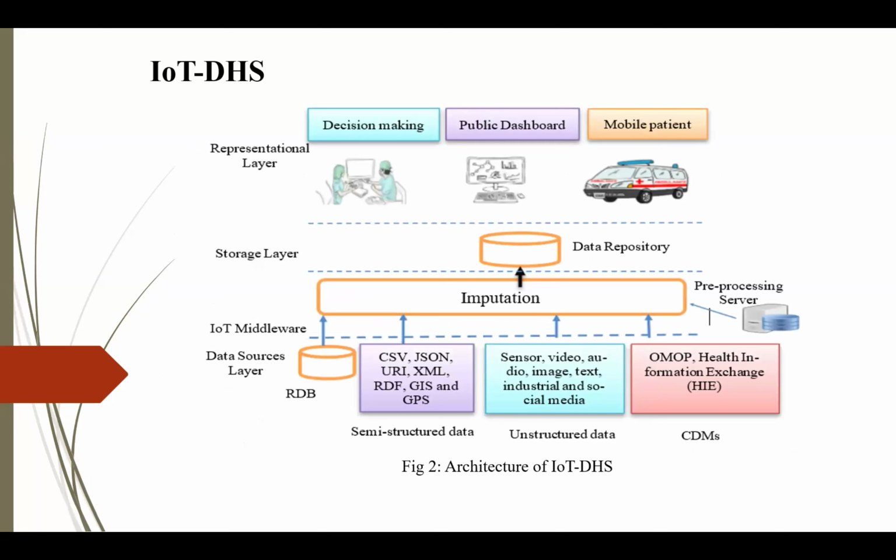So we proposed an architecture for IoT-based distributed healthcare systems, wherein it has several layers: the data source layer, the IoT middleware, the storage layer, and the representational layer. Now this data source layer has different data which can be extracted through IoT, that is, RDB, relational database.